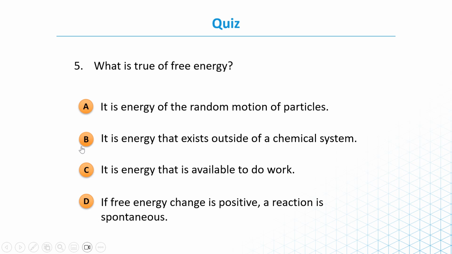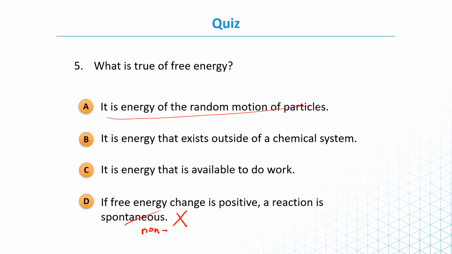Finally, what is true of free energy? It is the energy of the random motion of particles. It is the energy that exists outside of a chemical system. It's energy that is available for work. If free energy change is positive, the reaction is spontaneous. So remove the wrong answers. This is wrong. If it's positive, the reaction will be non-spontaneous, right?